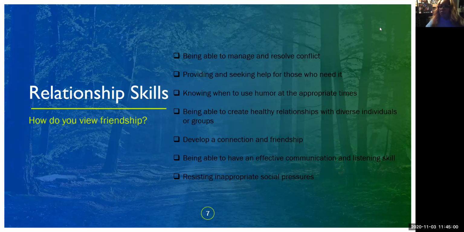Being able to have effective communication and listening skills. That's very important as a child because sometimes kids are in an entitlement stage and it's all about them. I want to talk about me, me, me, what's going on with me. And they want their friends to listen and not say anything or always be on their me, me, me. We have to teach students, children, how to have the give and take communication. You give some communication, you take some communication. It's the give and take. Then we also have to teach resisting inappropriate social pressure. Teaching children, students to say, no, I don't want to do that. No, I'm not going. No, I don't want to try that. You go ahead.